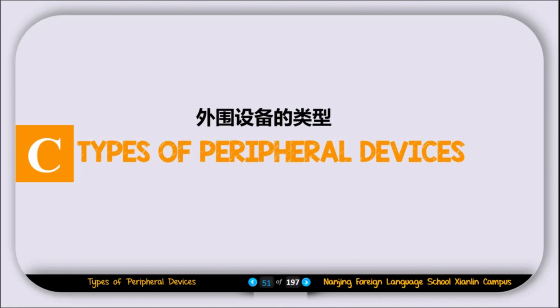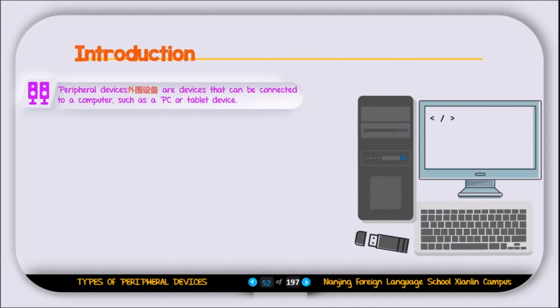This is lesson 4, and in this lesson, we're going to discuss peripheral devices. Let's begin the class. Peripheral devices are the devices that can be connected to a computer, such as a PC or a tablet device. These are all called peripheral devices. For example, we have the mouse, keyboard, microphone, speakers, all those devices, we call them peripheral devices.